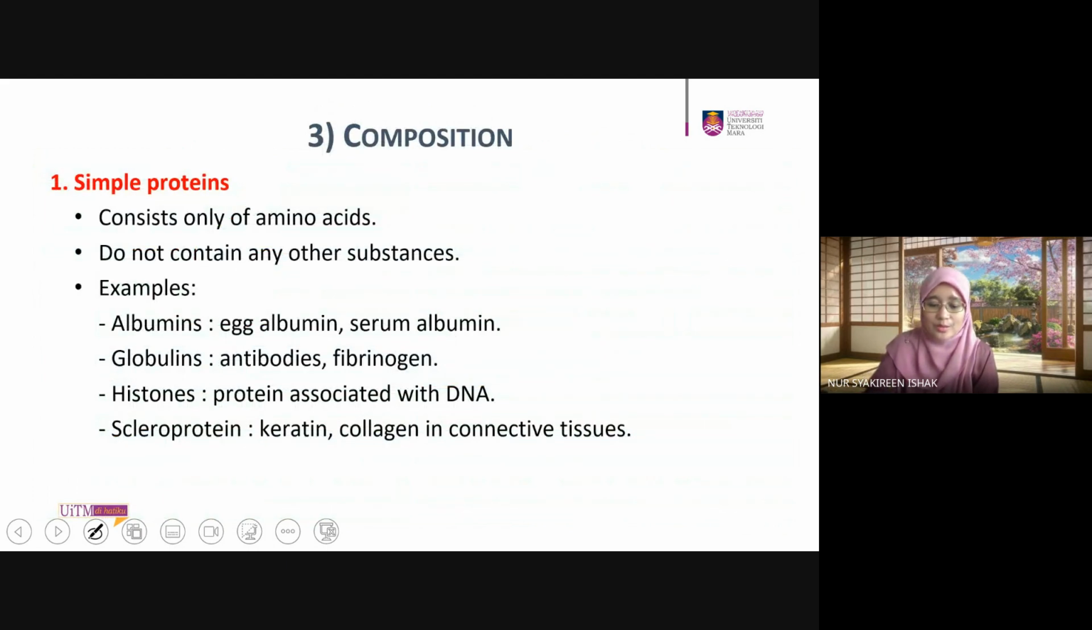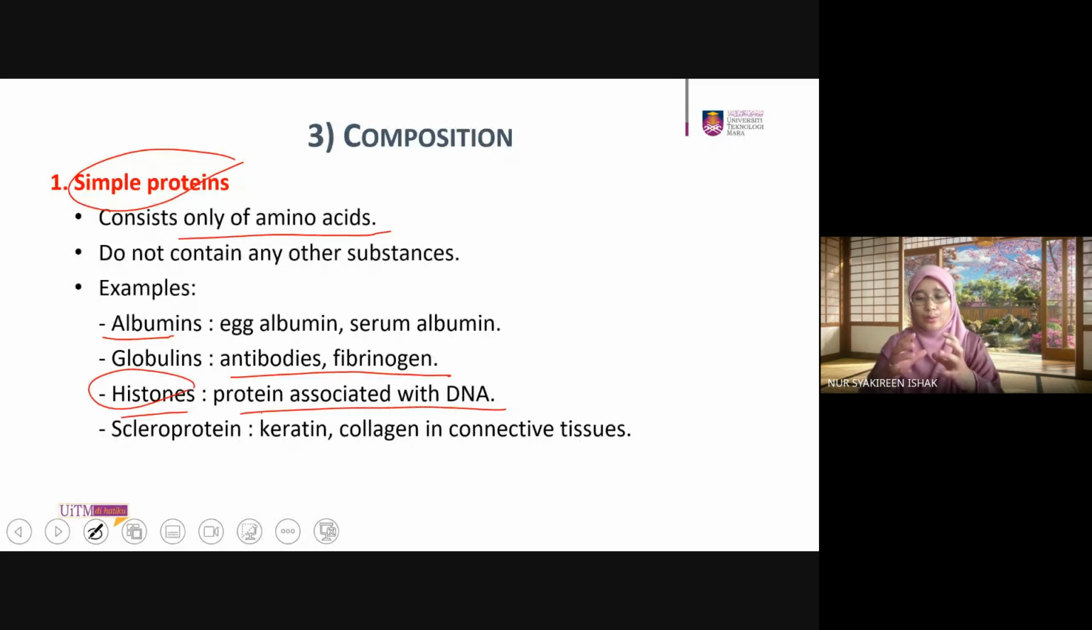Okay, the next one is based on composition. Simple protein I've mentioned before consists of only amino acids, so they do not contain any other substances. For example, albumin is egg white. Globulins, antibody and fibrinogen. Histone, proteins associated with DNA. Histones are proteins where DNA will wrap around so that the large molecule of DNA can be packed into the small nucleus within the cell. Then we have scleroprotein, keratin, collagen in connective tissues.